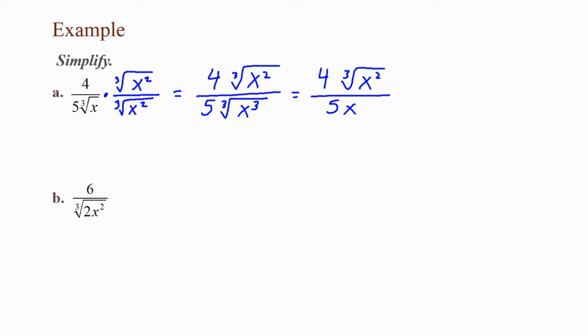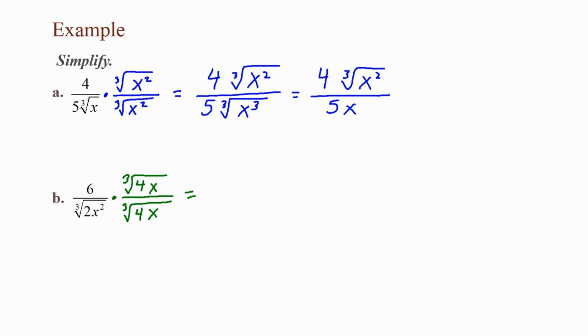For part B, my problem is 6 divided by the cube root of 2x squared. I need 3 of the same thing in order to take the cube root. So to take the cube root of something with the base 2, I would have to have 2 times 2 times 2, which would be 8. 2 times 4 would give me 8. In order to take the cube root of something with a base of x, I would have to have x times x times x. I have x times x, so I need an x to the first. I want to multiply the top and bottom by the cube root of 4x.